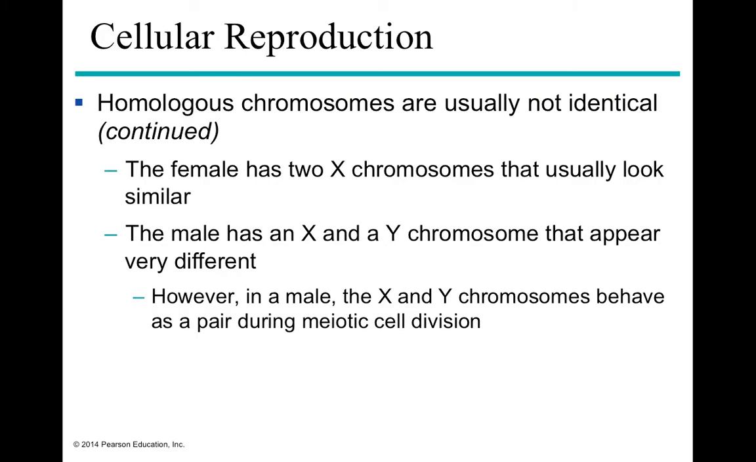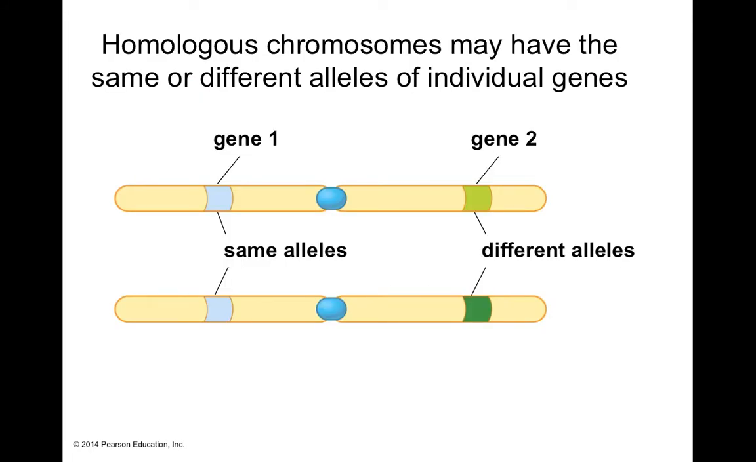As we mentioned, the female and the male have different sex chromosomes, right? The female has two X chromosomes. They're going to appear very similar. The male has an X and a Y, but the X and the Y pair during meiotic cell division. So they have a region called the pseudo-autosomal region, which you don't need to know, but basically that allows the X and the Y to act like mates or pairing partners during meiotic cell division.